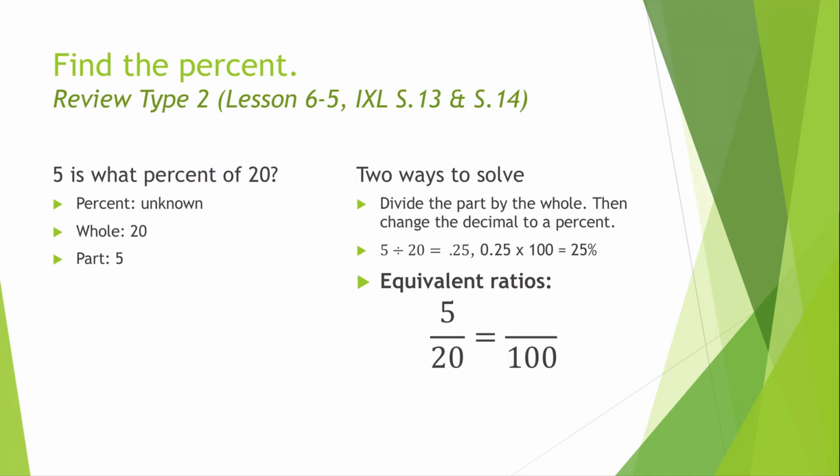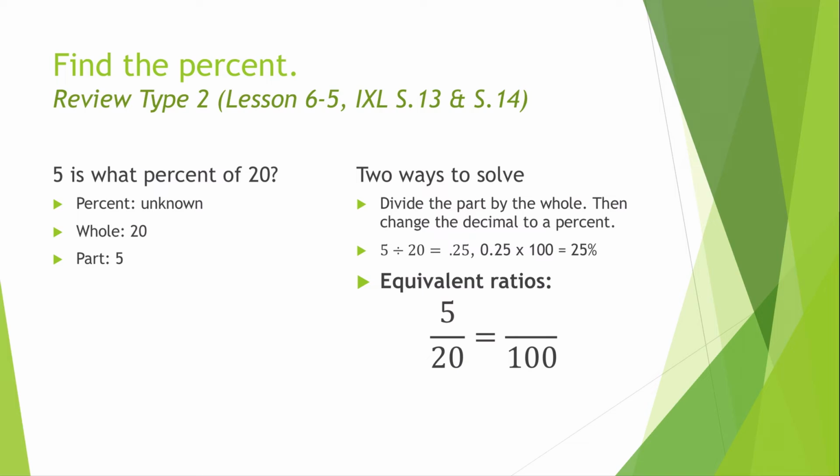Type 2, which was also a part of lesson 6.5, was when you were finding the percent. And so the way we did this last week was we divided the part by the whole, 5 divided by 20, we got a decimal, and then we changed that decimal to a percent. Some of you were getting mixed up between this and what I just showed you in the last slide, with when do I move the decimal point, do I go right, do I go left, do I divide, do I multiply? And I get it. So I'm trying to streamline it again. Let's just focus on equivalent ratios. So 5 is what percent of 20?